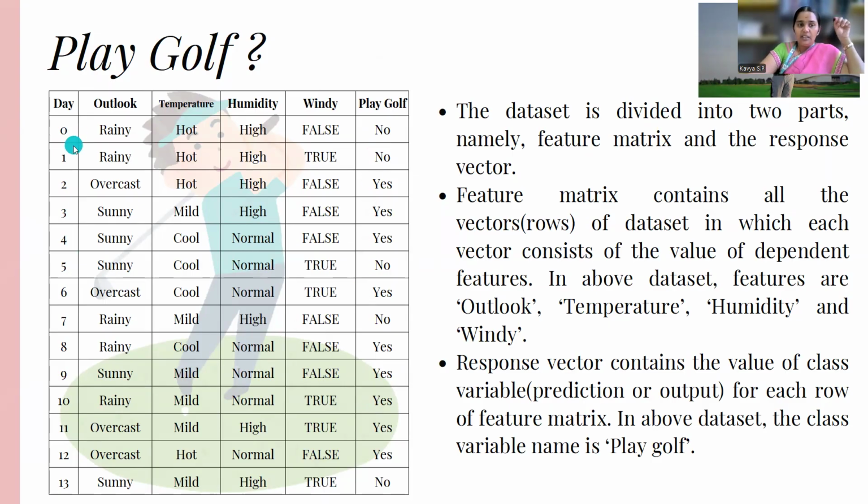Response vector is the observation that is made for a day. The observation made for the first day is one response vector, and the observation made for another day is another response vector. A vector is nothing but a row. The response vector is with respect to a rainy day, hot temperature, high humidity, and a windy day. What was the decision made by me? Whether I'll play golf or not. This is called the response vector.